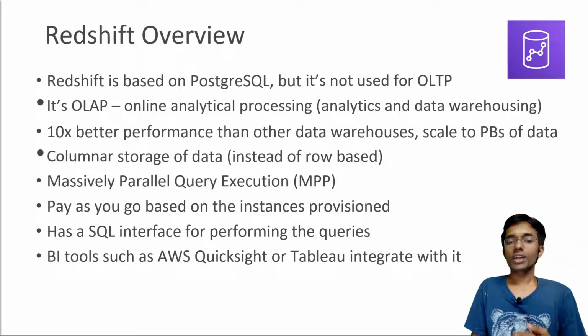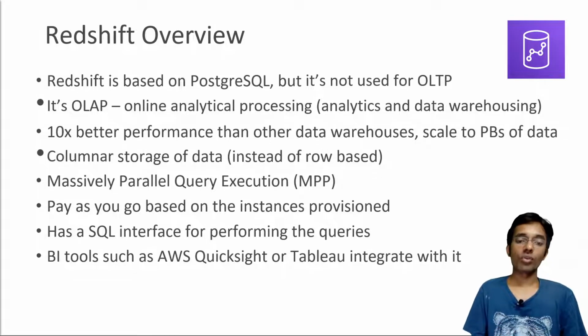Okay, so now we are getting into data warehousing, and for this we have Amazon Redshift. As you may know, it is based on PostgreSQL, but it is not used for OLTP. OLTP is online transaction processing, and RDS is a much better choice for this. Redshift is an OLAP, online analytical processing, and this is obviously when you want to do analytics and data warehousing.